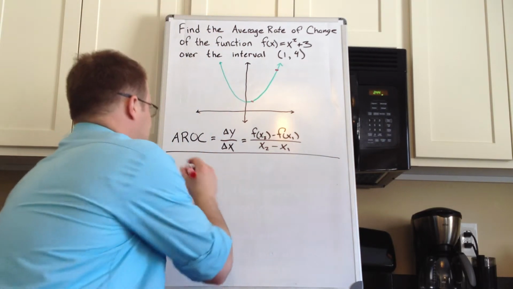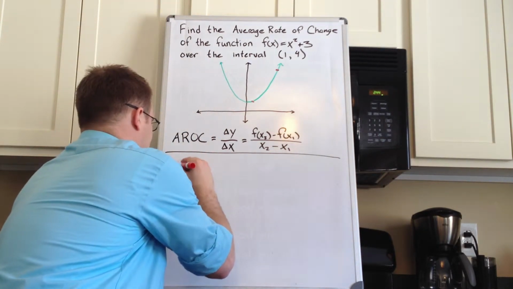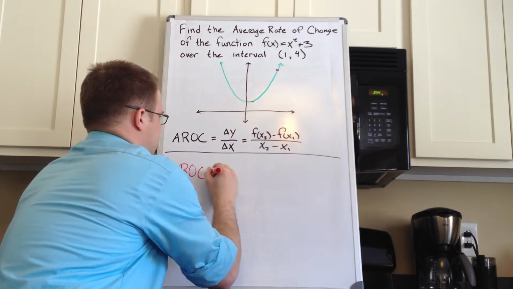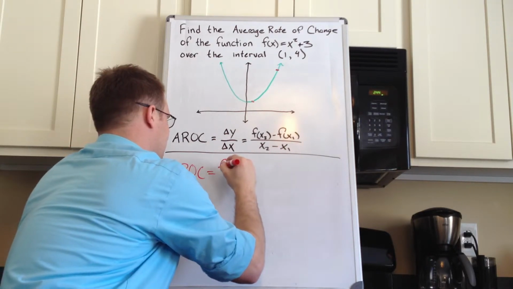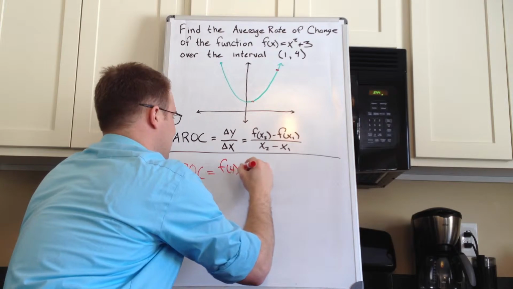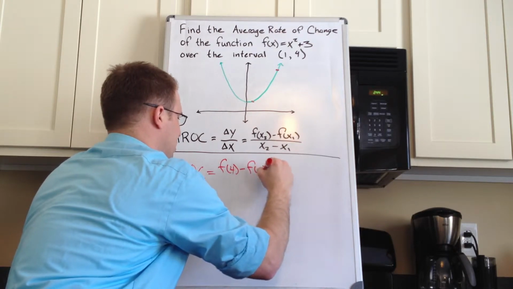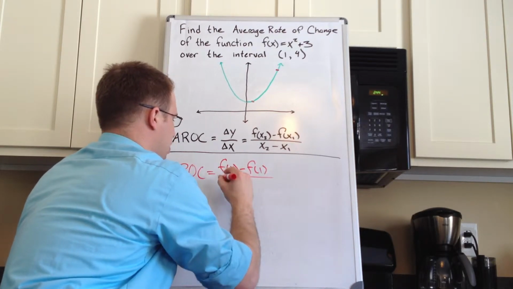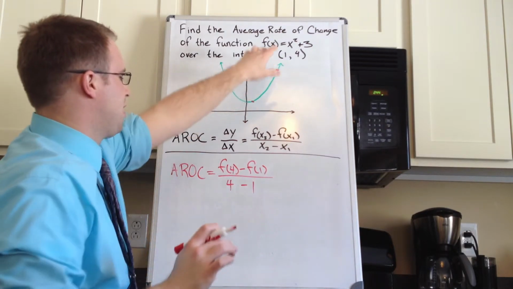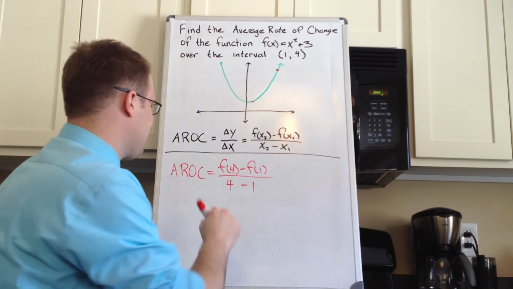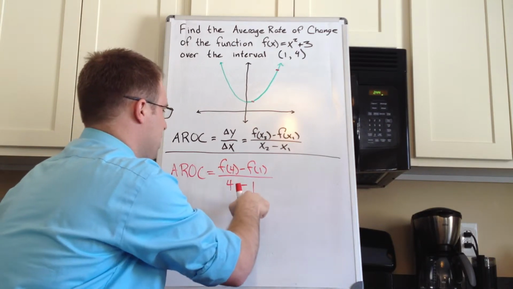So, to plug this in, the average rate of change over that interval is going to be f of 4 minus f of 1, so that's change in y, over 4 minus 1. That's change in x, because those are our two x values. So now we just have to calculate what f of 4 is and what f of 1 is.